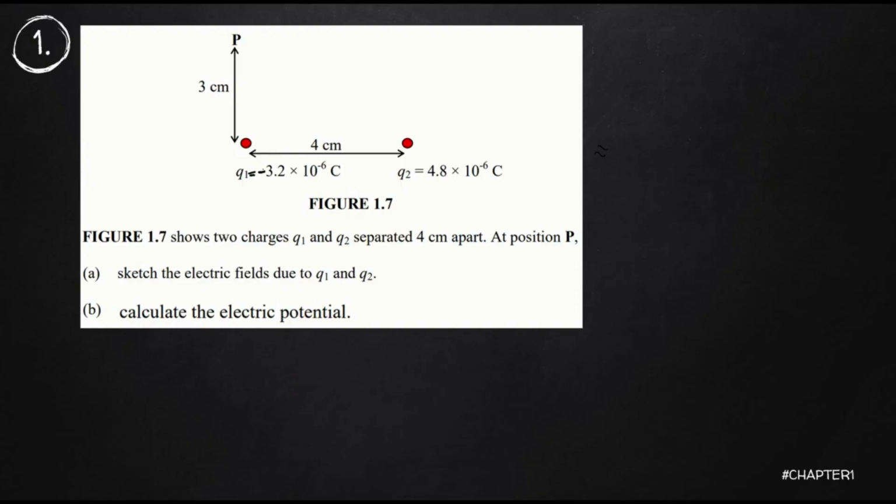The first question of the week is to revise Chapter 1, Electrostatics. The question is: Figure 1.7 shows two charges, Q1 and Q2. Q1 is negative 3.2 times 10 to the minus 6 and Q2 is 4.8 times 10 to the minus 6 coulomb. They are separated by 4 cm. At position P, we have position P here.